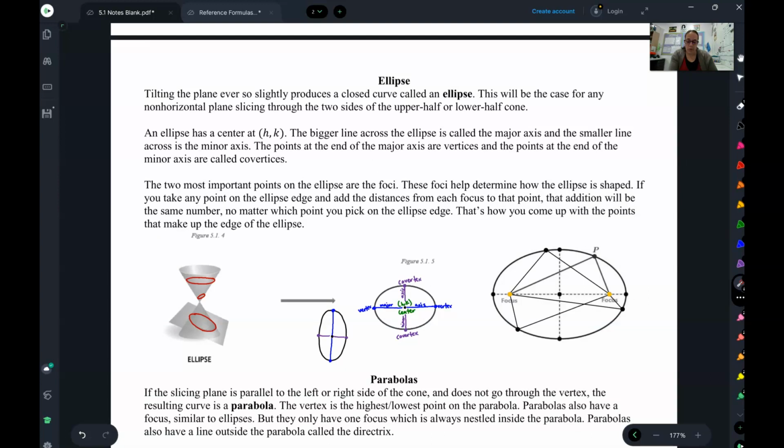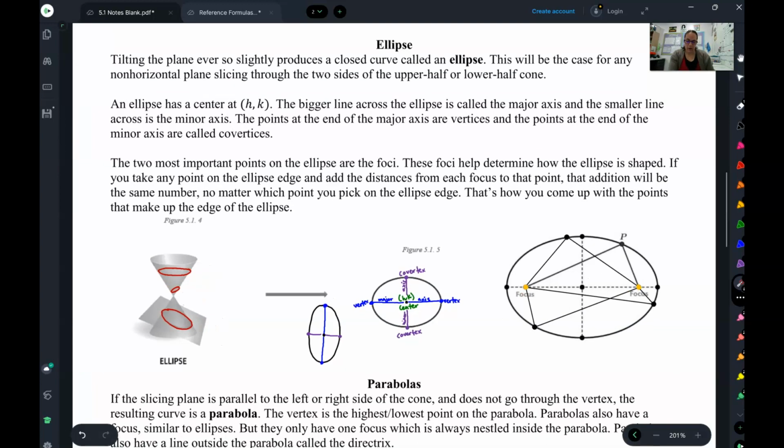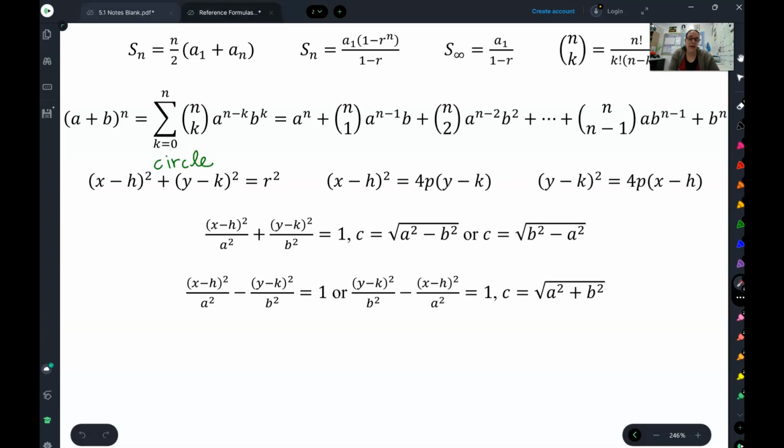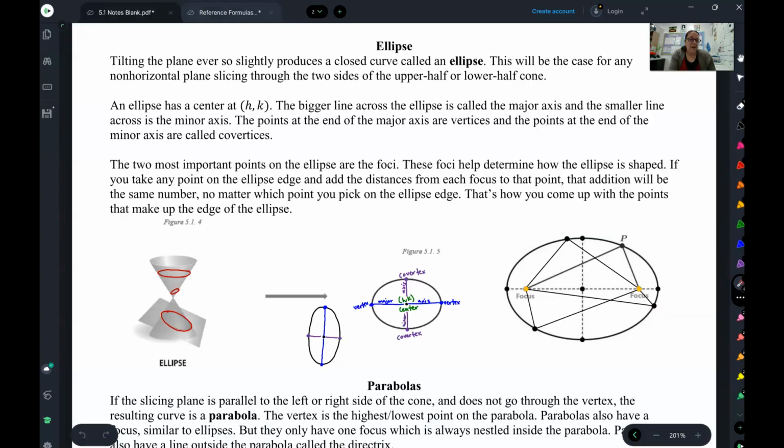So that's all we're going to talk about for an ellipse. We have all our important vocab terms: center, major, minor, vertex, covertex, and the foci. Now, the last thing we're going to do with an ellipse before we end this video to talk about our last two shapes in our last video is go to our reference formula and identify which equation we think goes with an ellipse. Now, if you look at this one, notice that our ellipse is very similar to a circle. It's just not the same radius out in all directions.